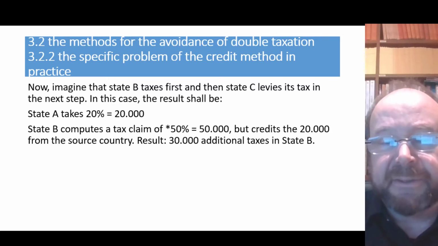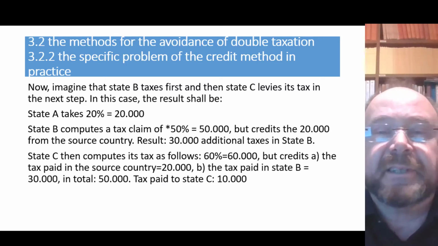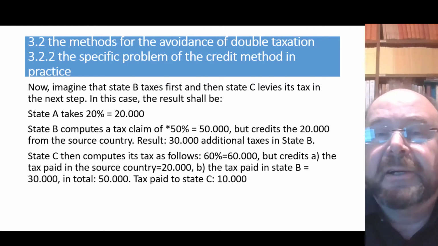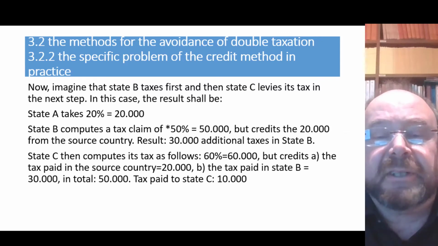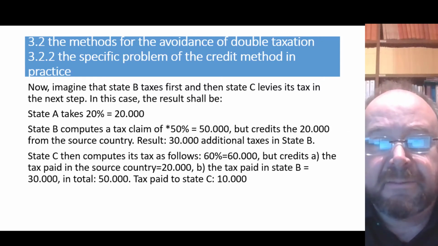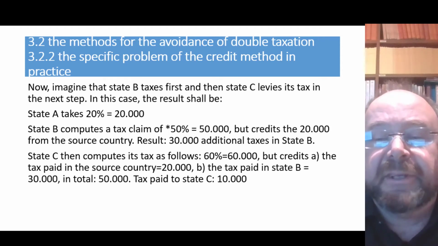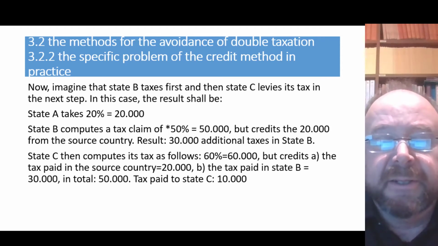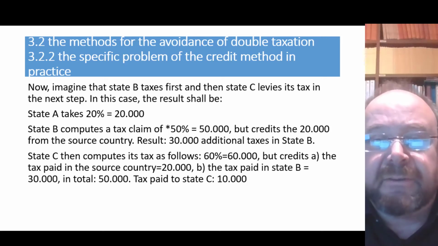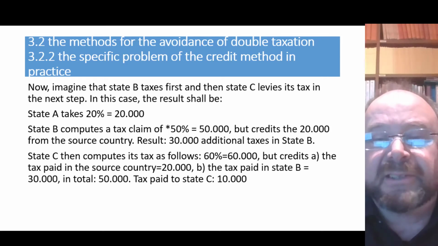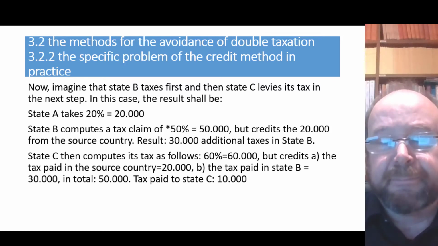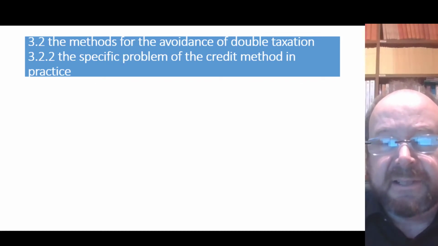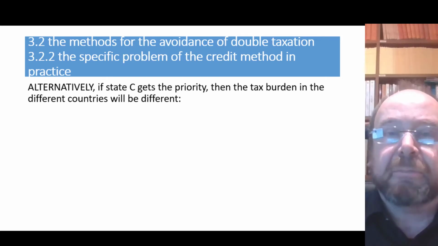A. Now state C comes as the last in turn and says, okay, I want to have 60% paid. That's 60,000, but I credit first the tax paid in the source state, and secondly, the tax paid to state B. So the overall tax credit will be 50,000. What's left over for me, state C, is only 10,000. Let us now change the priority.